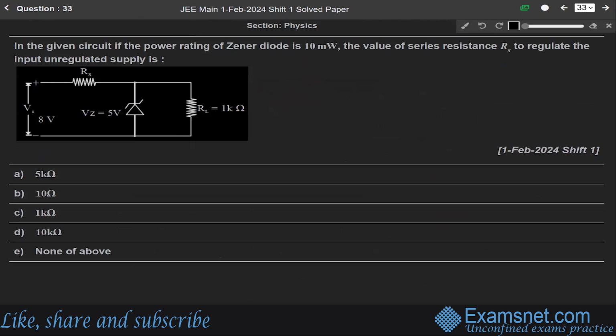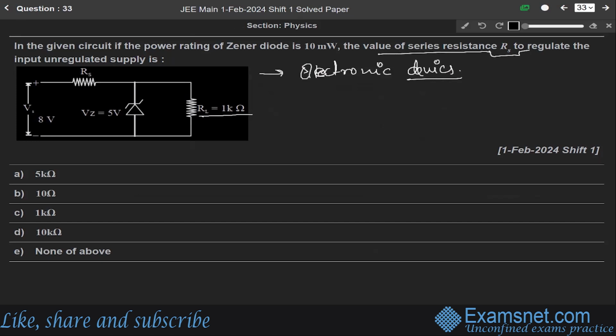In the given circuit, if the power rating of the Zener diode is 10 milliwatt, find the value of the series resistance Rs to regulate the input supply. We have to find the value of series resistance Rs. This question is from the chapter of electronic devices. As we see in this circuit, the breakdown voltage is given as Vz equals 5 volt.